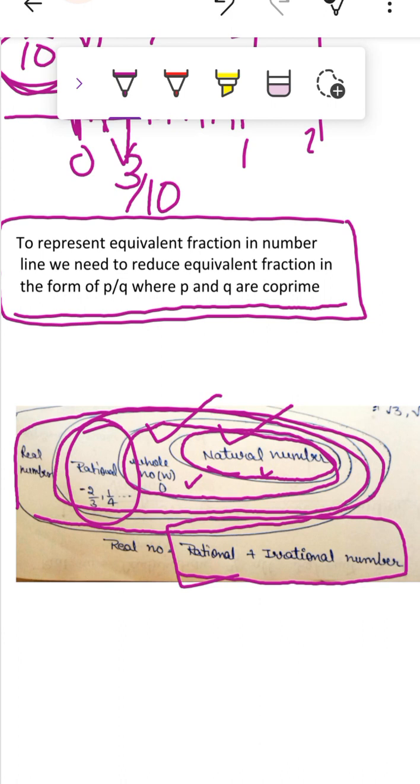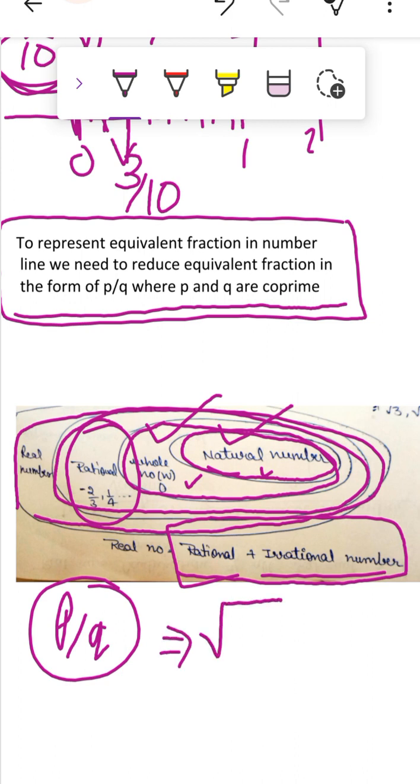So what about the irrational number? We can say the number that is not written in the form of p upon q is an irrational number. Okay, so let's see the example. If we talk about root 5, definitely it is an irrational number, because we cannot find the exact value of root 5, it will be non-terminating.